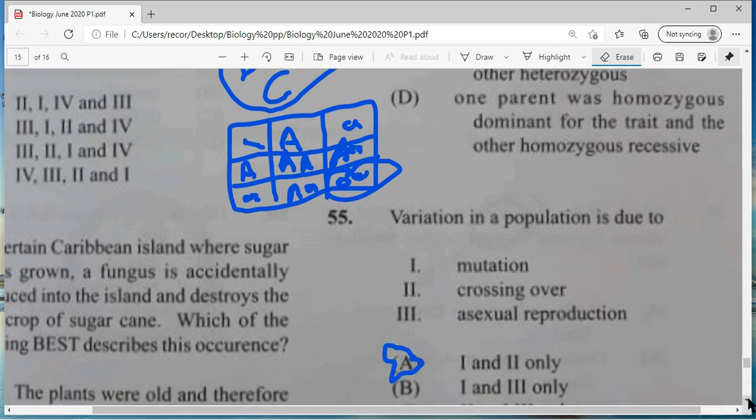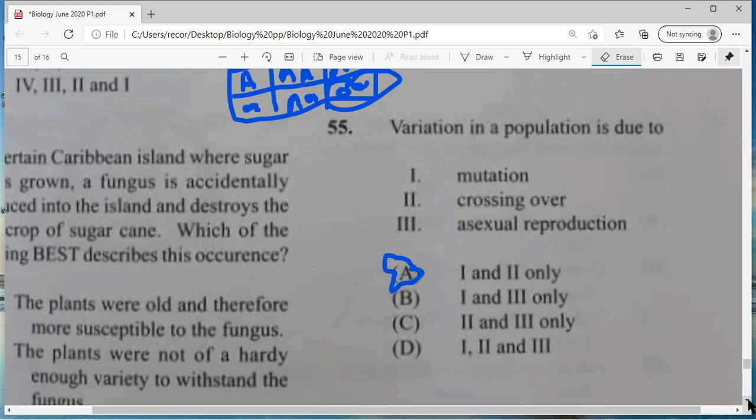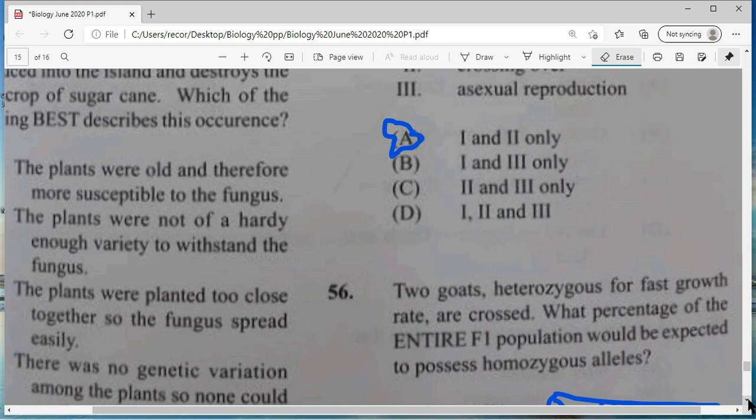All right, so 55. Variation in a population is due to mutation, in some places they say obeah, and of course crossing over. Asexual reproduction does not lead to variation, as we saw in the question to our left. So the answer here is A, 1 and 2, asexual reproduction being omitted.